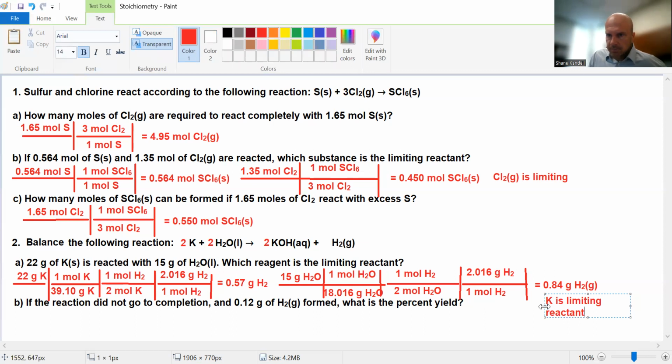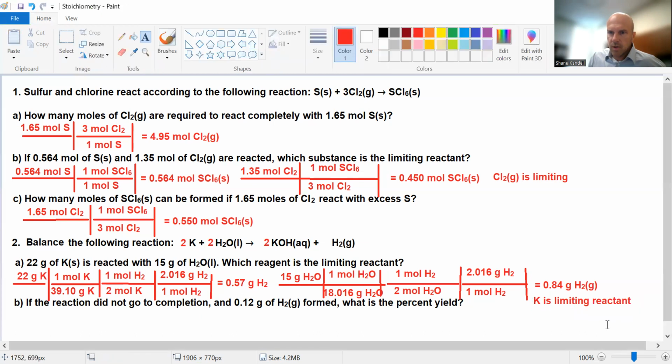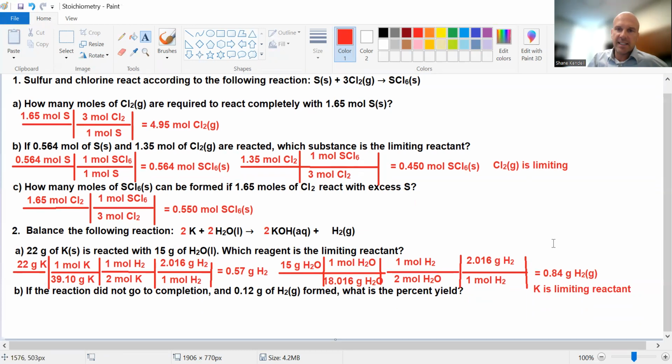Okay. Now, just to refresh, that means that the water is our excess reactant. Okay, so if the reaction did not go to completion and 0.12 grams of H2 formed, what is the percent yield? So luckily we did choose the H2 quantity here, and that's why it's often good to read ahead.